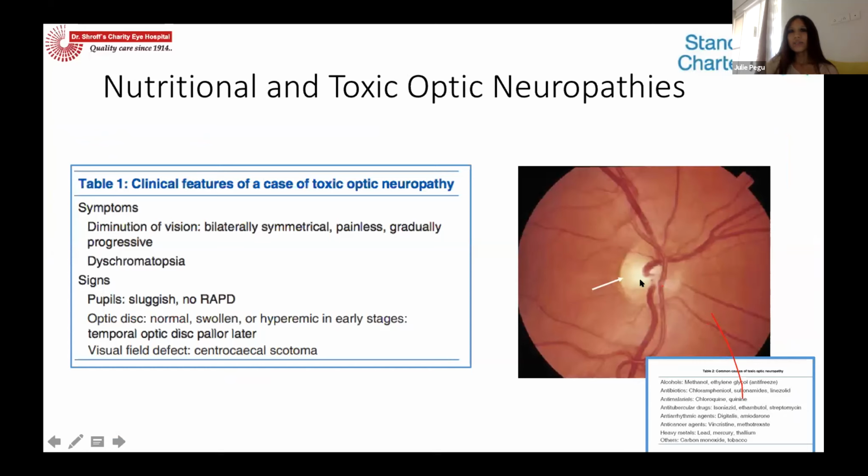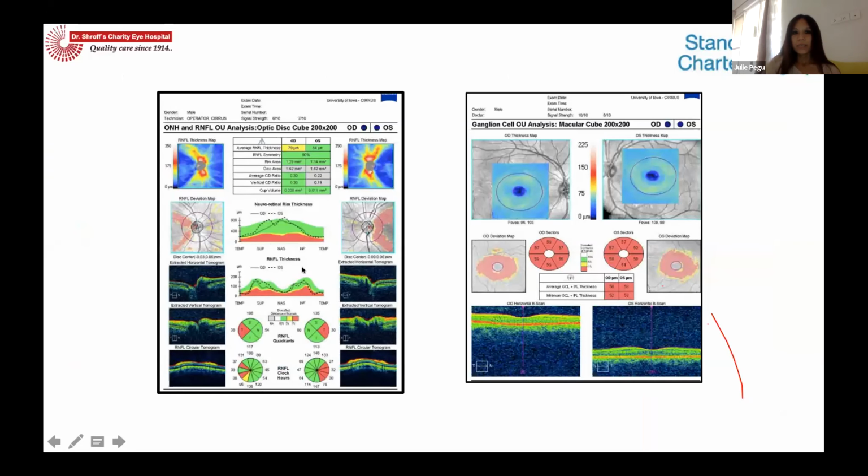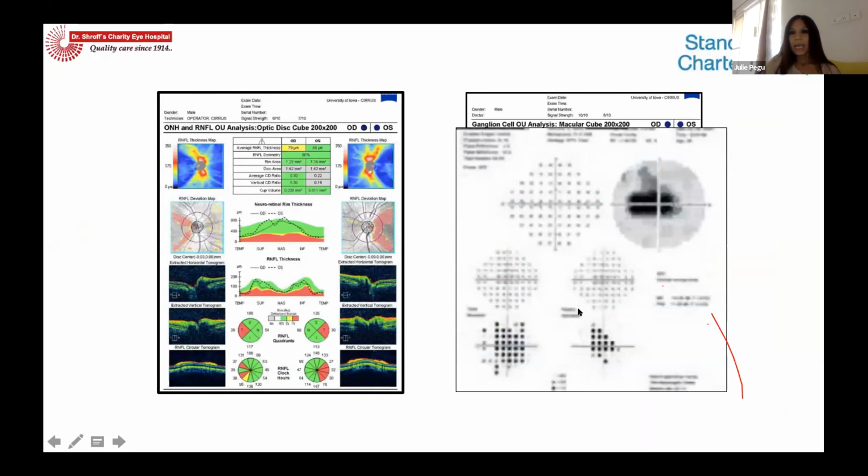Next comes your nutritional and toxic optic neuropathies. Here, I think the history is very important. Bilaterally the patient will complain of decreased vision, which is painless and progressive, and obviously if you delve further into it, you will be able to get the nutritional and toxic history of the patient, the medication the patient is on. And when you examine the optic nerve, I think the most important thing is you get a temporal pallor in these patients, bilaterally, as you can see with the OCT also. And in a nutritional toxic optic neuropathy, the centrocecal scotoma is the most prominent type of field defect that you get.